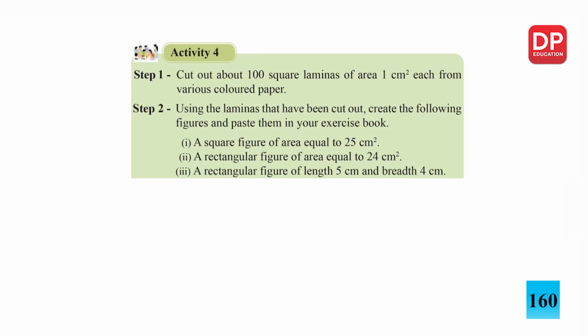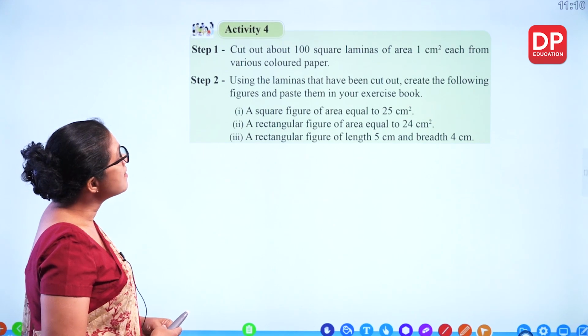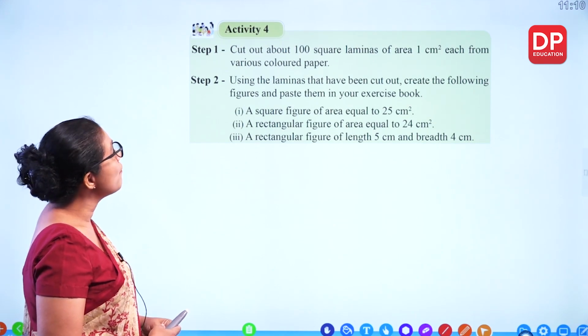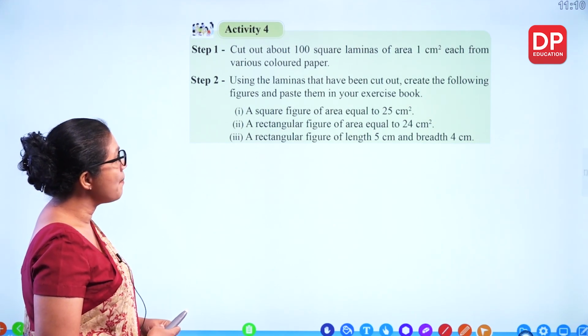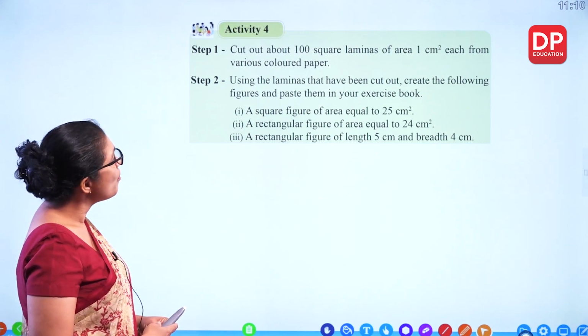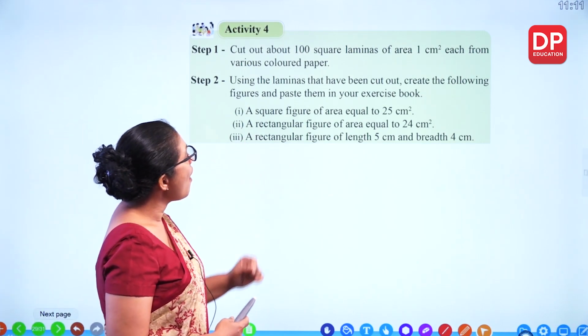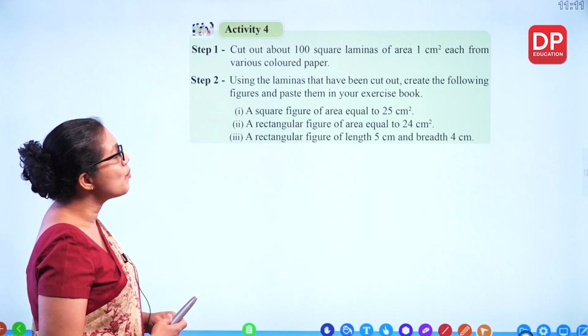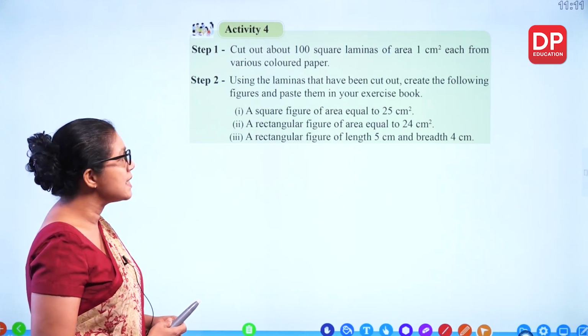There's another activity in your textbook. Cut out about 100 square laminas of area 1 square centimeter each from various colored paper. Using the laminas that have been cut out, create the following figures and paste them in your exercise book. So we'll try to do this. A square figure of area equal to 25 square centimeters.